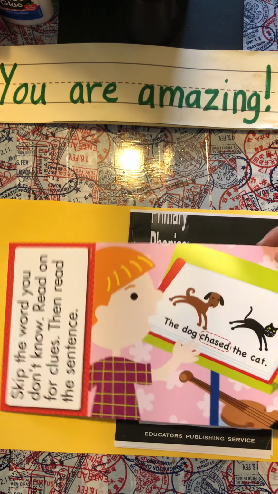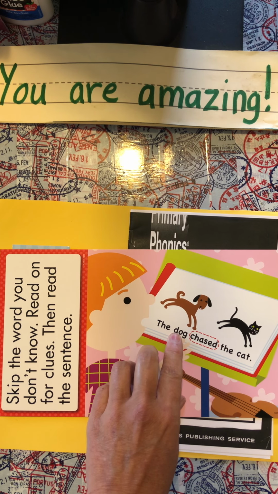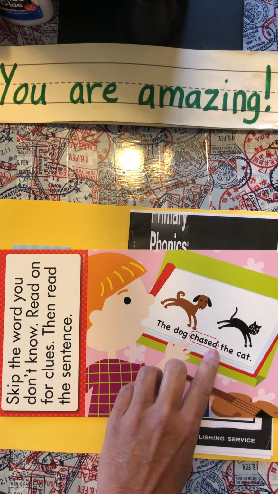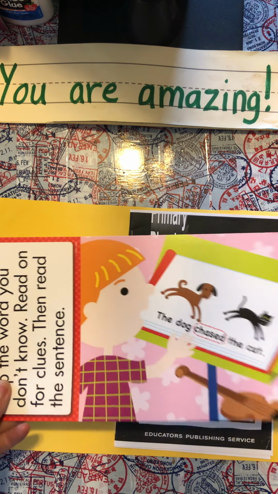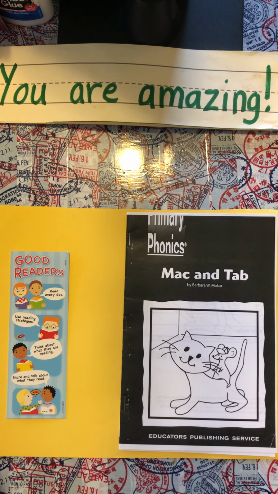And the last strategy that they have is skip the word that you don't know and read on for clues. Then read the sentence again. The dog, the cat. What did he do to the cat? He chased the cat. Okay, so please put these up or put them in a safe place so you can go over them multiple times. I might even go over the strategies before I read anything, right?